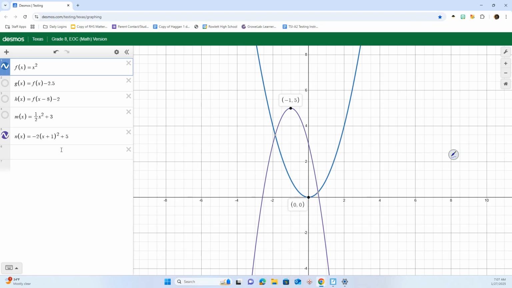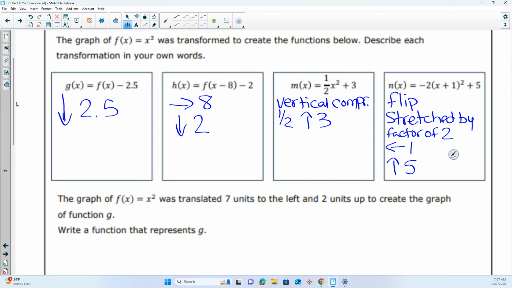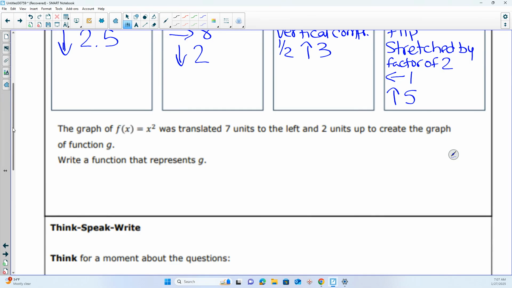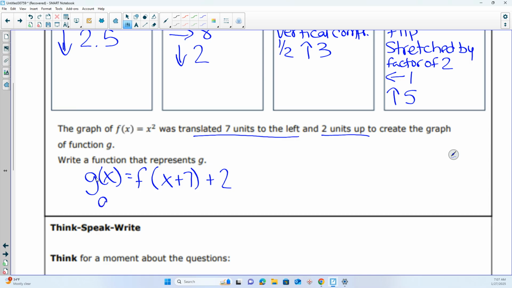All right, so can we write an equation based on this description here? I'm going to say that we absolutely can. It's telling us to create g of x. And it wants us to translate 7 units to the left and 2 units up. So put the F out there. We are going to do 7 units to the left, which means that we're adding, and 2 units up. So you can write it that way, or you can write it this way. It doesn't matter. You will get the same thing.